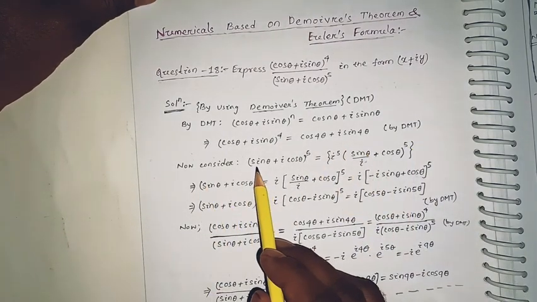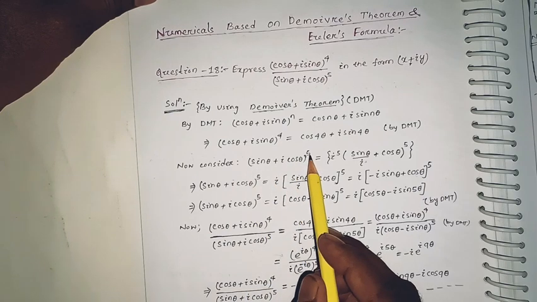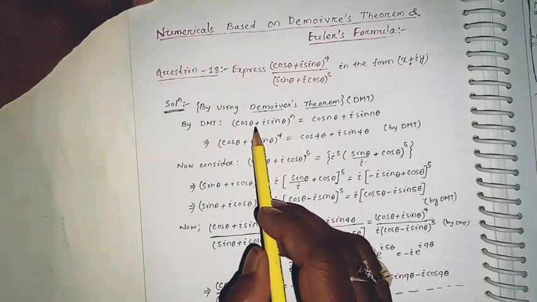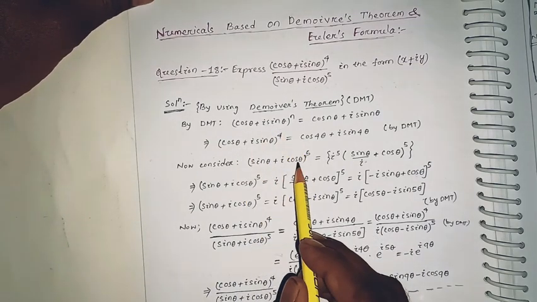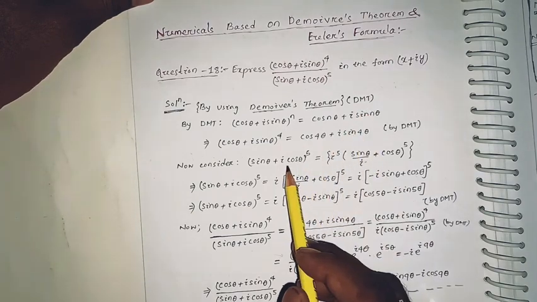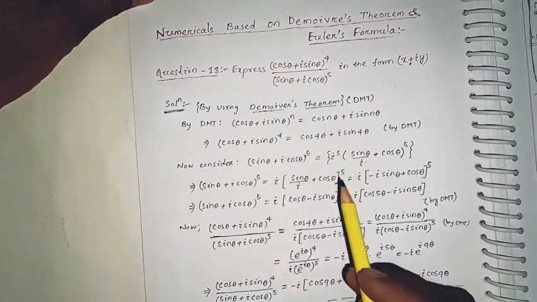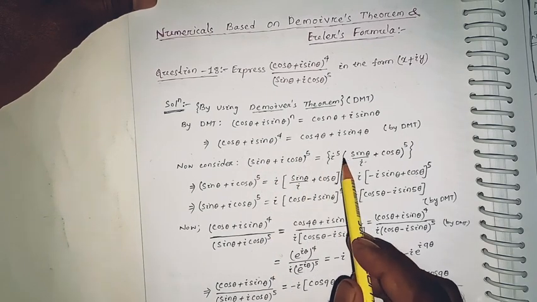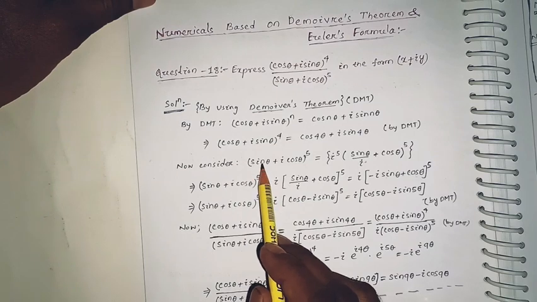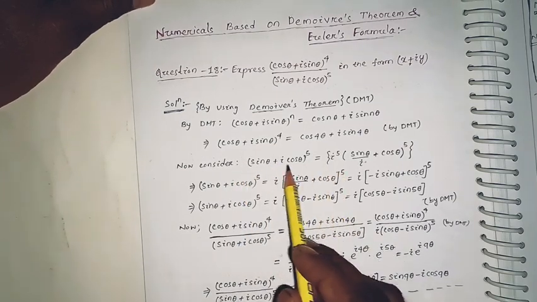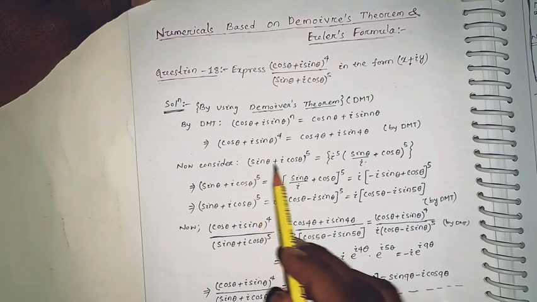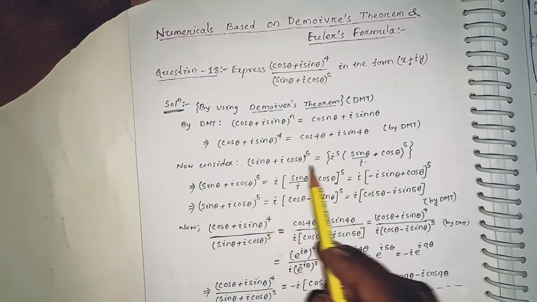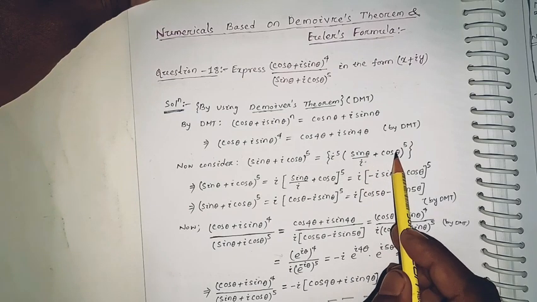Similarly, here you can see (sin theta plus i cos theta) to the power 5. DMT cannot be applied directly because DMT is for cos theta plus i sin theta, but here sin theta plus i cos theta is there. So to apply DMT, we have to write this in that form. For that, I take i common from these two terms. To the power 5 means i to the power 5 comes out of the bracket, and inside it is sin theta by i plus cos theta.